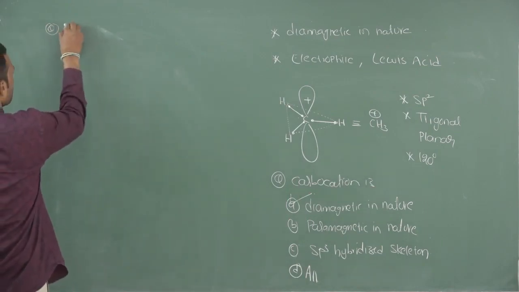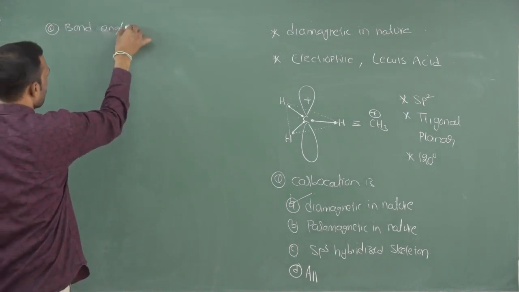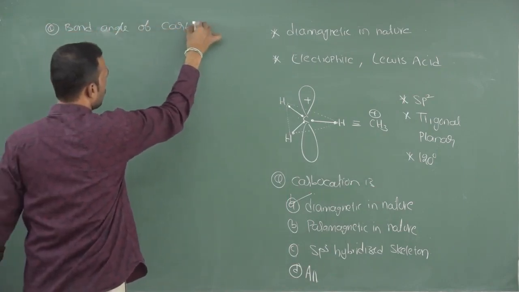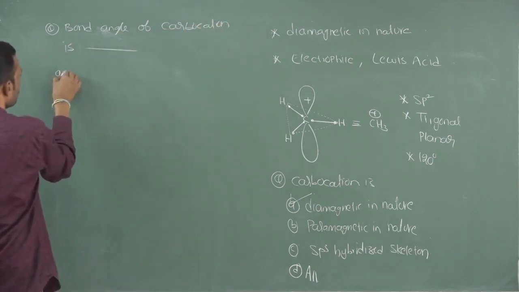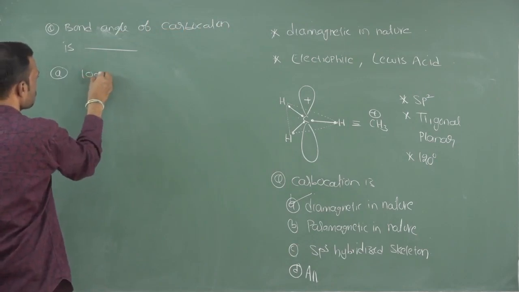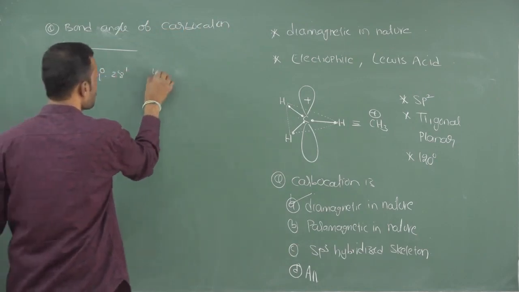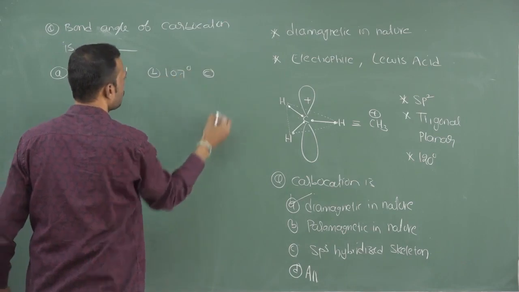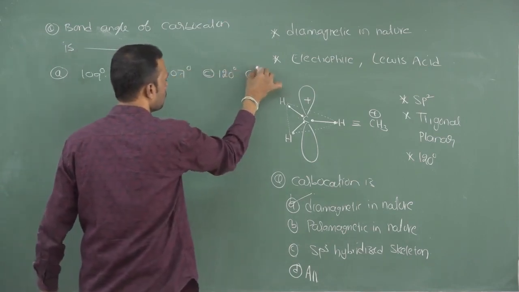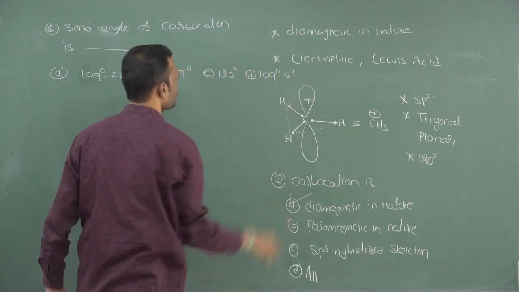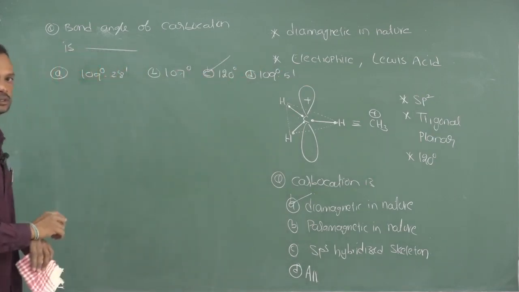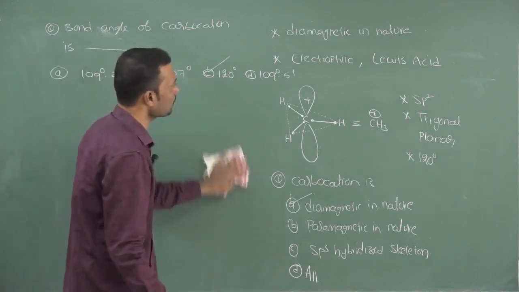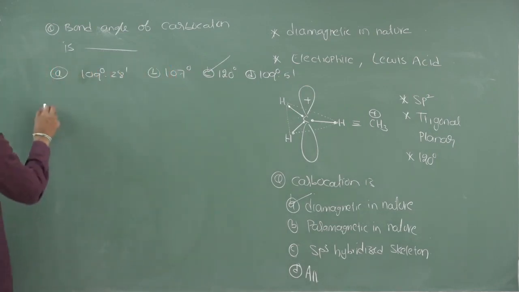You can also expect a question like this: bond angle of a carbocation is dash. Now you may expect options like 109 degrees 28 minutes, or 107, option C, that is 120, option D, that is 109 degrees 5 minutes. So the answer is 120 degrees. These may be very simple, low standard questions. Sometimes they will suddenly ask. So that is about carbocation structure.